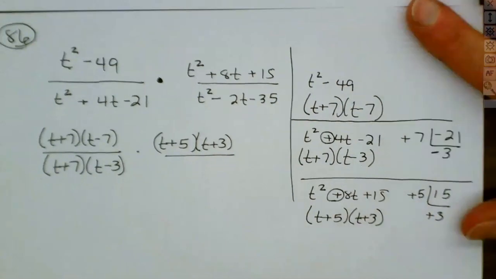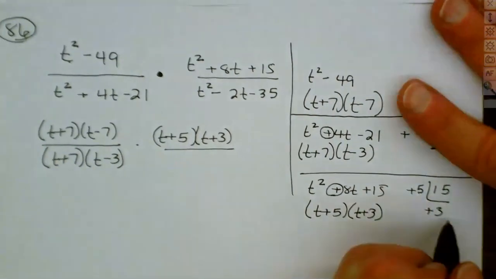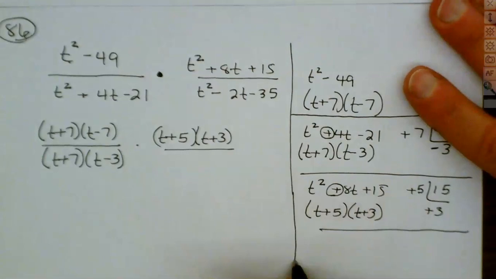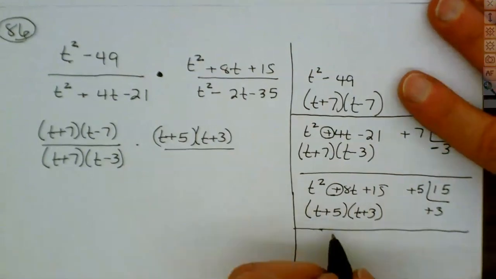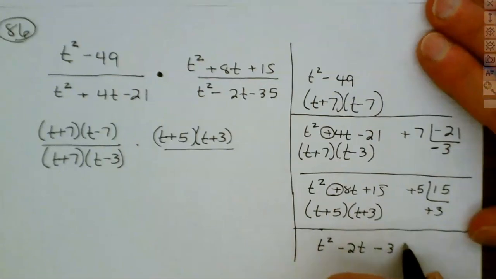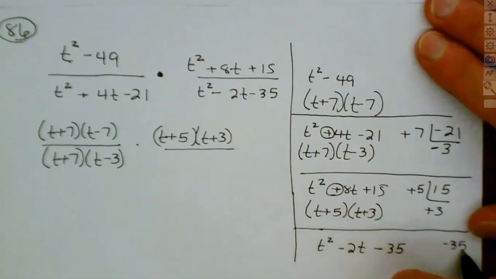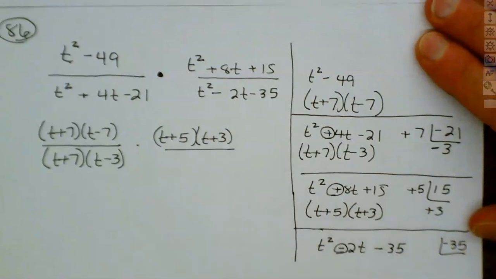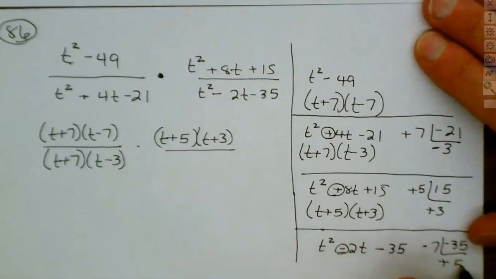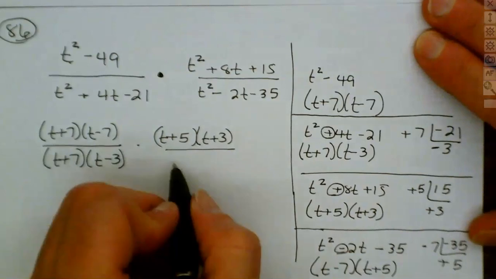And the last piece, it factors out quickly and easily as well. T squared minus 2t minus 35. That's a minus 35. The sign in the middle is negative. Not very many factors of 35, just 5 and 7. So we're going to use a minus 7, positive 5. That factors into t minus 7, t plus 5.